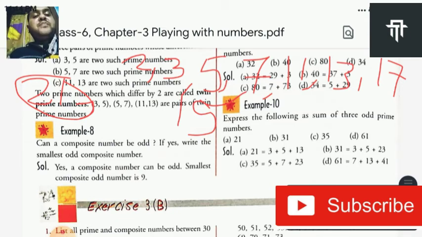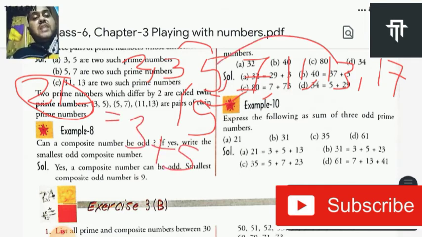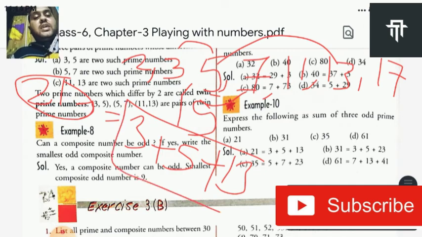If I add 5 plus 7, that is 12, and 12 plus 10 would be 21, but 10 is not a prime, so we cannot use 10 here, so cancel it. Now 5 plus 3 is 8. How much do we need to add to 8 to get 21? If we add 13 to 8, we get 21, and we have 13. So these are the numbers: 3, 5 and 13, which add up to 21.